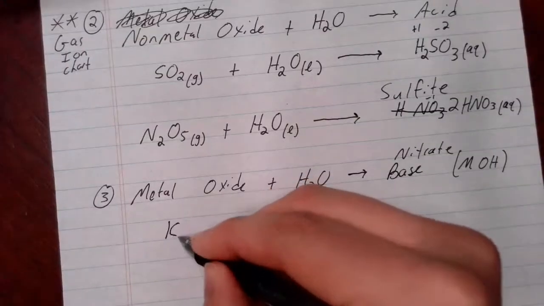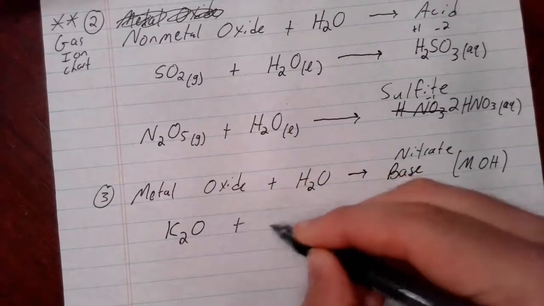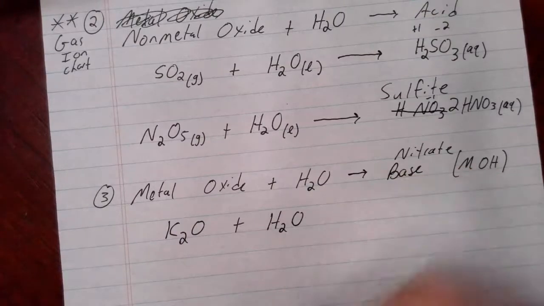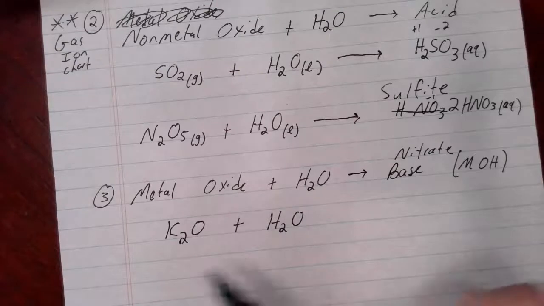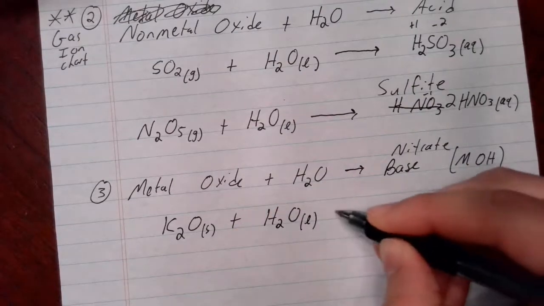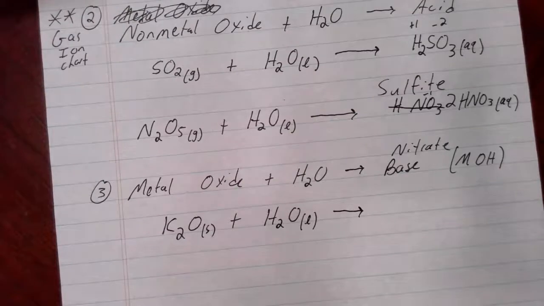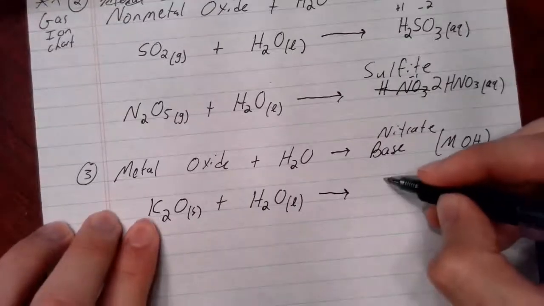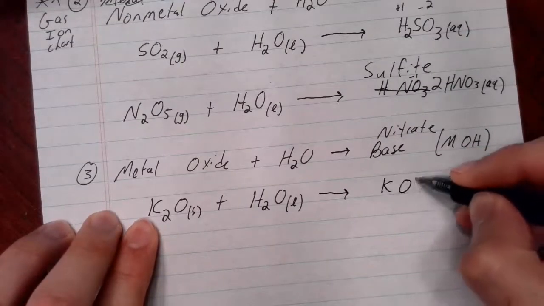Let's just look at K2O plus H2O. Okay. I could tell you this was a solid metal oxide, then we would use phase symbols, but if the problem doesn't specify, then we can just leave them off. So let's just say I did say solid, and H2O is going to be a liquid. I'm going to produce a base, so a metal. The only metal I have is potassium plus hydroxide.